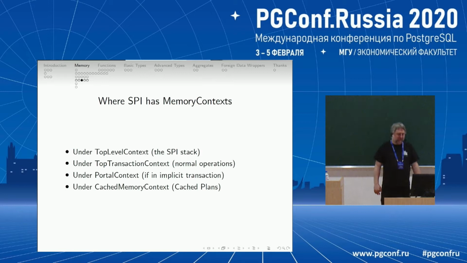Where this uses memory contexts, it puts what we call the SPI stack in its own memory context under top memory context. It puts its own cached plans and so forth under top transaction context, under normal operations. But if you're in an implicit transaction because you don't have a top transaction context, it'll put it in portal context. And finally, when you actually say, please persist this plan to cache, it will move the parent so it's under the cached context.